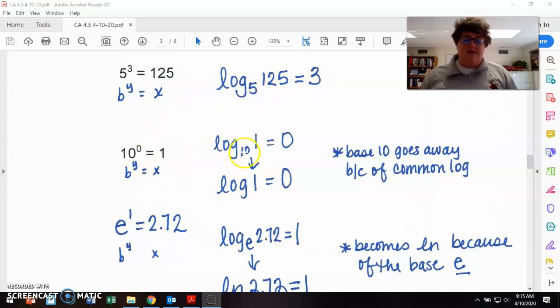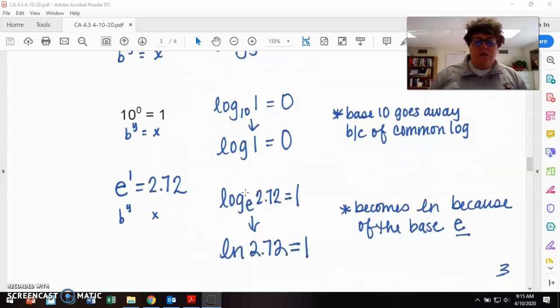Okay, this one, it's log base 10 of 1 is equal to 0. And this converts, because base 10 goes away because of the common log. So it can be rewritten as log 1 equal to 0. Okay, and then e to the first power is equal to 2.72. So that means log base e of 2.72 is equal to 1. And then remember, log base e is our natural log function, our natural logarithm. So we can convert log base e to natural log, and you want to make sure and do that anytime you can. The e goes away when you convert it to the natural log, remember.